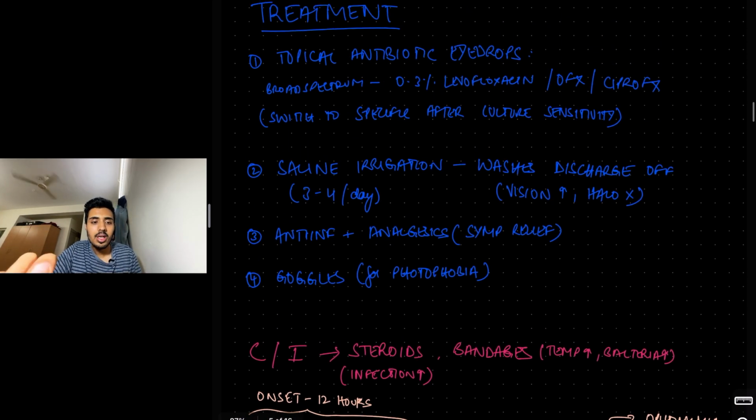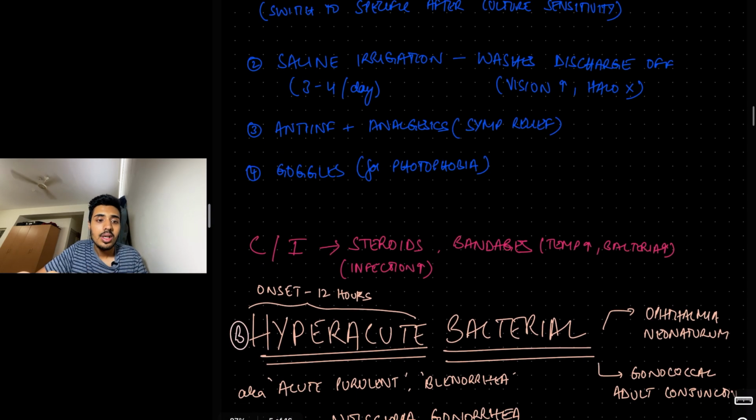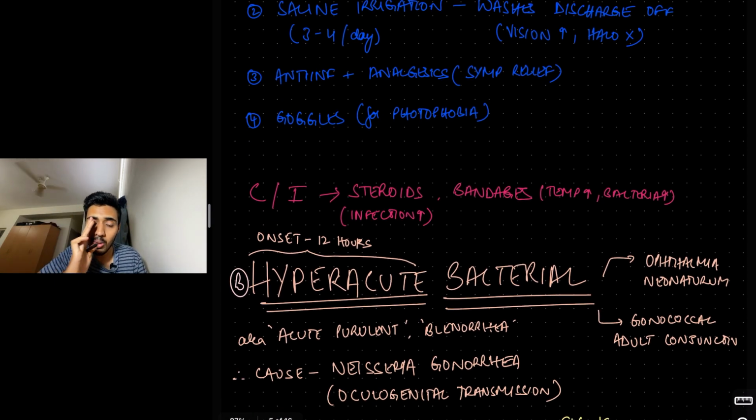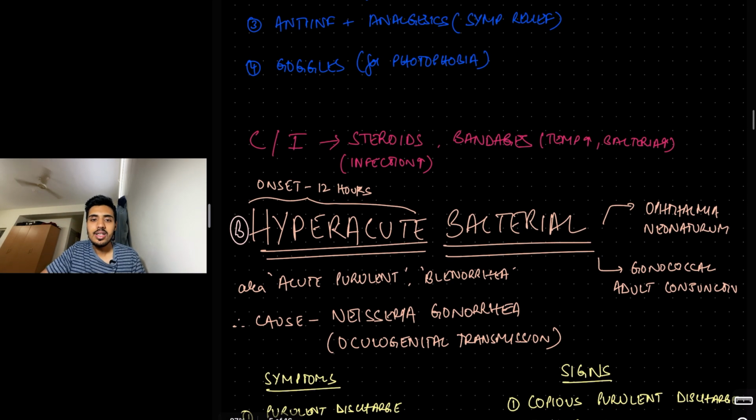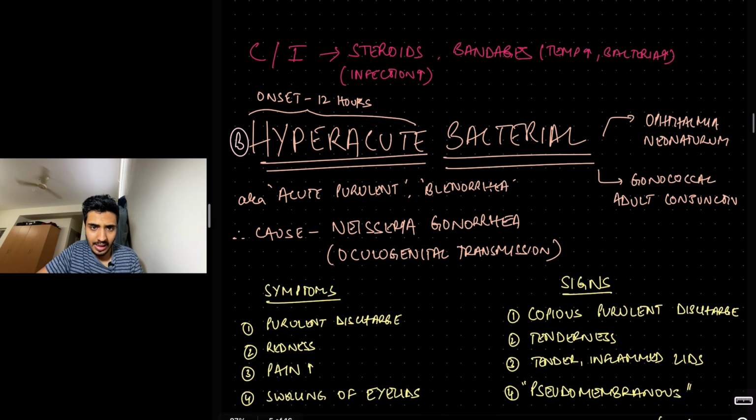So what is the treatment? Topical antibiotic eye drops, 0.3 levofloxacin, dark goggles for photophobia, then anti-inflammatory analgesics for symptomatic relief, and saline irrigation to improve the vision and to reduce symptoms. Do not give steroids, do not put bandage. So that is about the treatment of acute bacterial conjunctivitis.